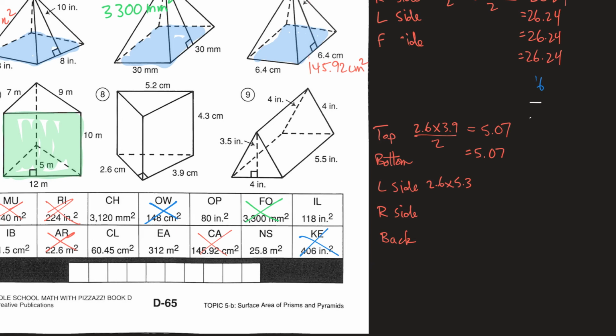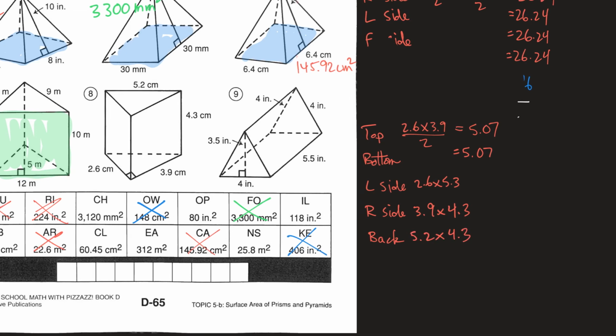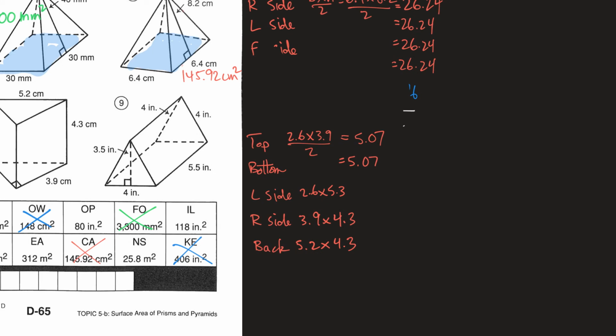So 3.9 times 4.3. And then I'll do the back. The back is this rectangle in the back here. And the area of that is 5.2 times 4.3. So 5.2 times 4.3. Now I'm going to use this space here to get these answers.